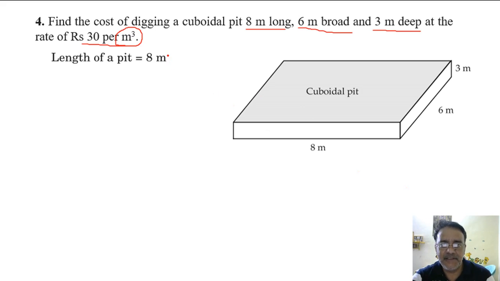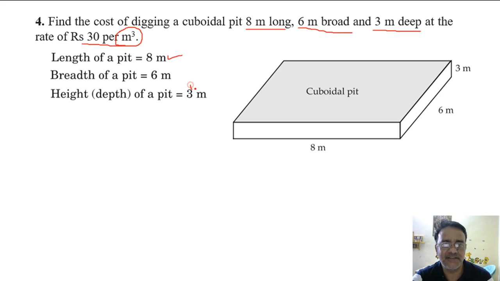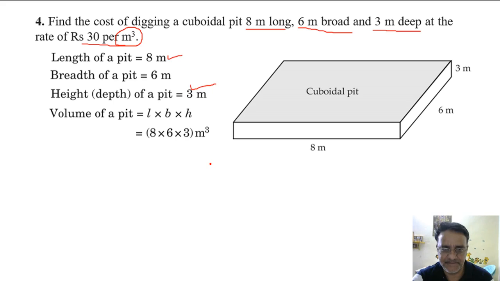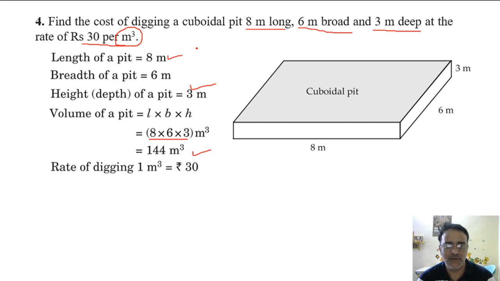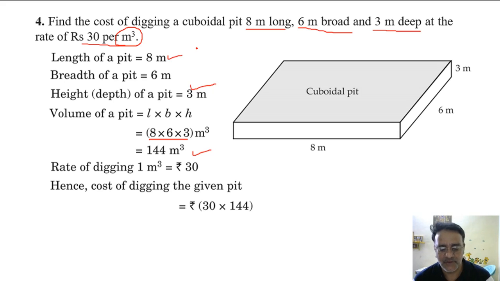So length is 8 meter, breadth is 6 meter, and the depth, that is height, is 3 meter. So volume of the cuboidal pit is L into B into H. That is 8 into 6 into 3. If you multiply, you will get 144 meter cube. Now per meter cube, the cost is given rupees 30. So total cost will be 30 into 144. If you multiply, you will get 4,320 rupees. Any doubt? No, sir. Okay.